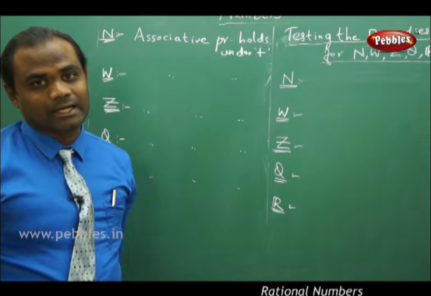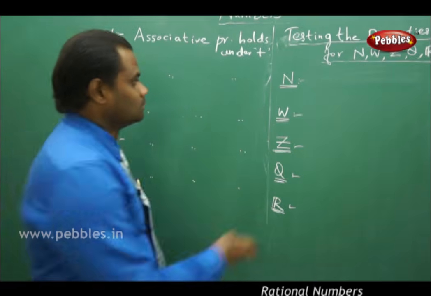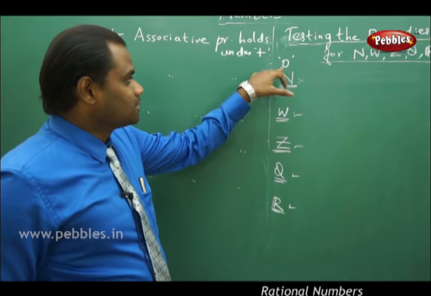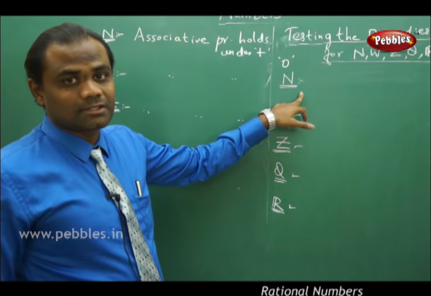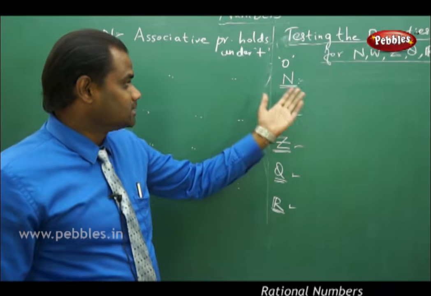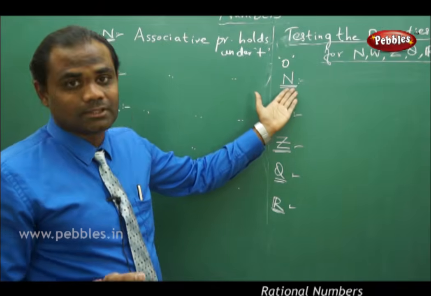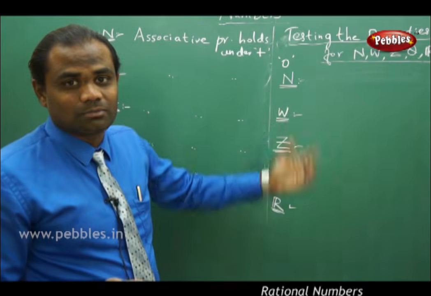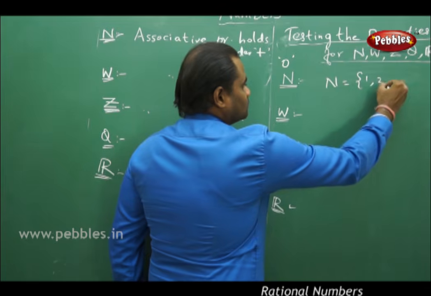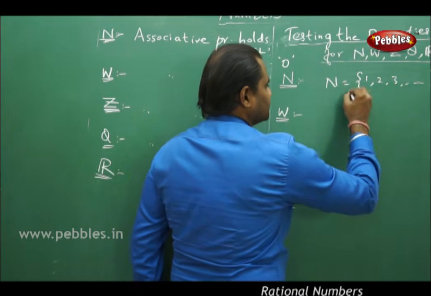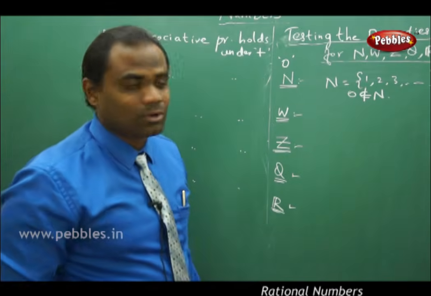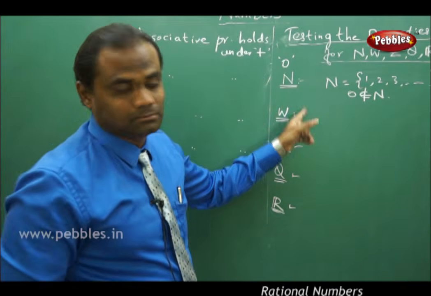So we know that the identity under addition is 0. That has already been discussed in the previous case. So using the additive identity 0, we will see if the existence of identity holds in natural numbers. We can easily identify that 0 does not belong to N. Natural numbers start with 1, 2, 3 and N till infinity. So 0 does not belong to N. Therefore, identity property does not hold in natural numbers.